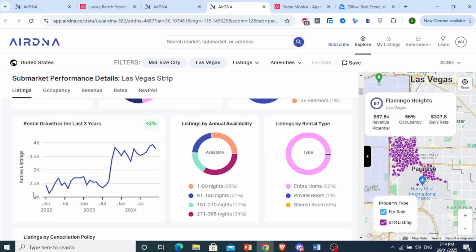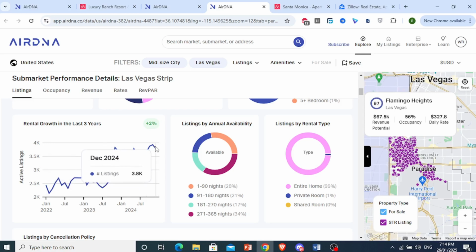And now here you can see the rental growth over the last 3 years in this area. It has grown by about 2%. So you can go ahead and take that into account. And the number of active listings has also increased over the years, as you can see. About 2 years ago, there used to be only 2.4 thousand listings.